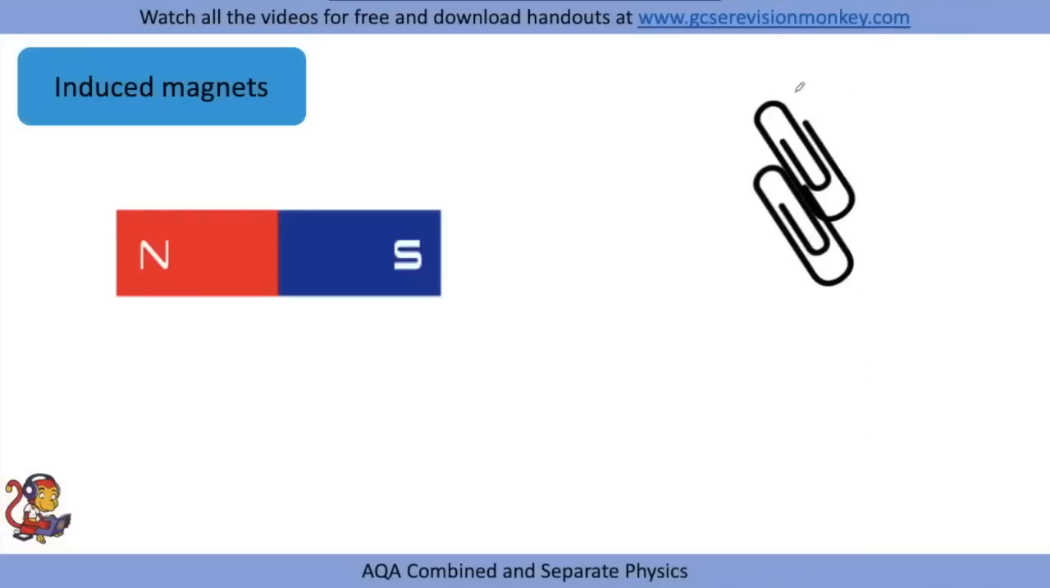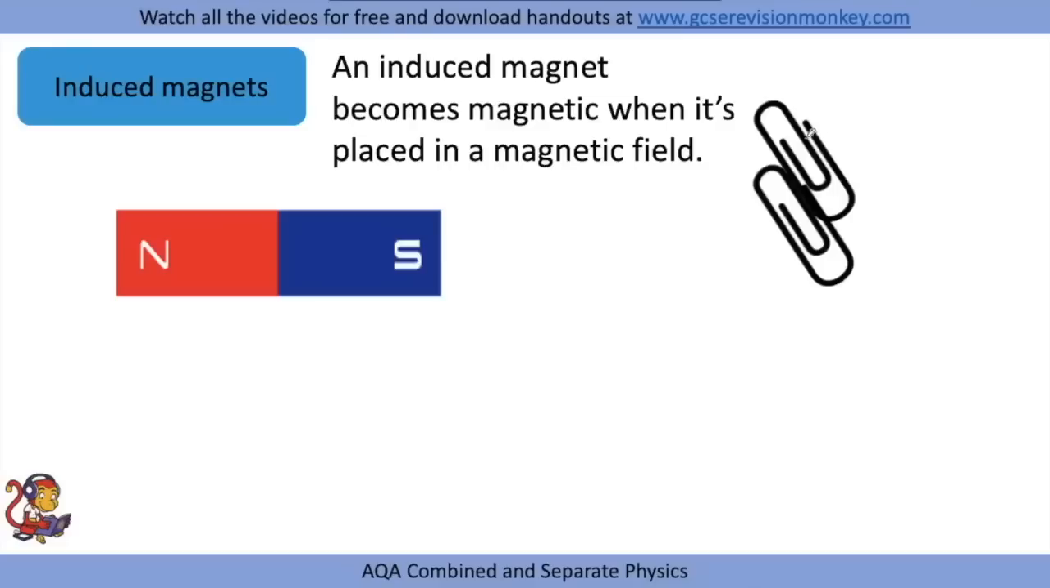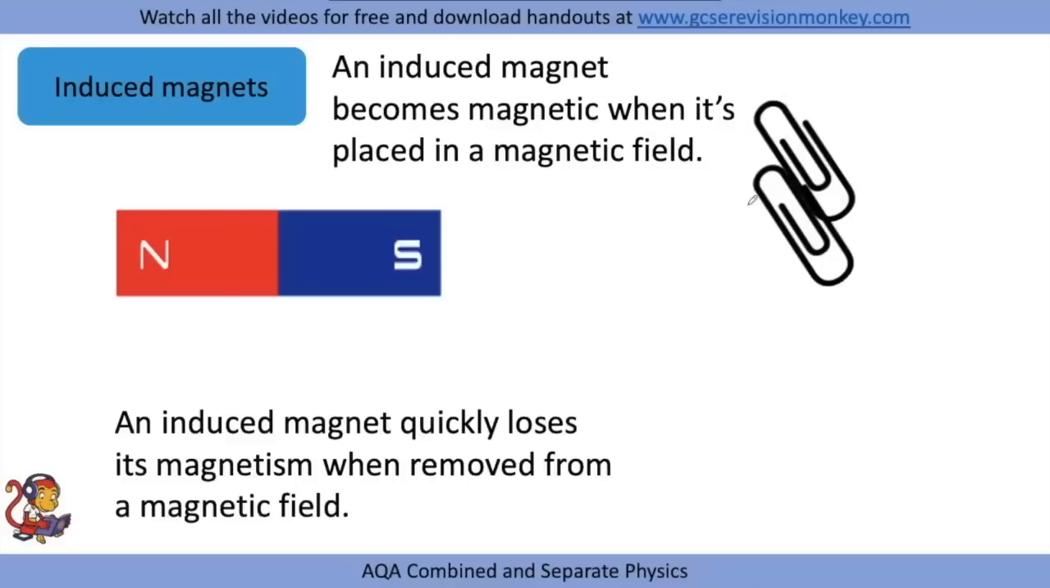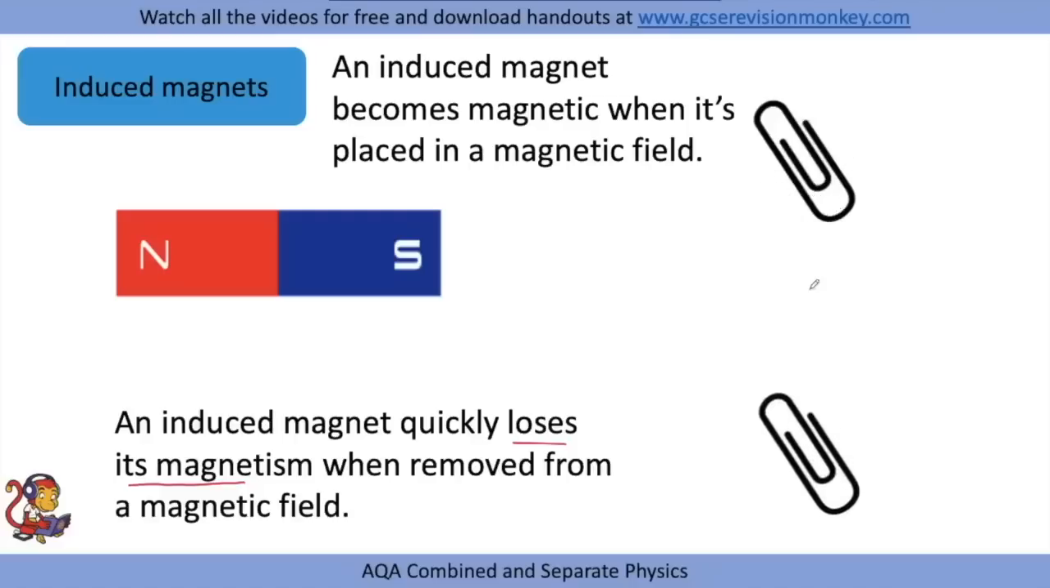So we would call this now an induced magnet. An induced magnet becomes magnetic when it's placed in a magnetic field. An induced magnet quickly loses its magnetism when removed from a magnetic field. So after a little while, the attraction here would go away because that paperclip wouldn't be magnetic anymore and it would simply fall away again.